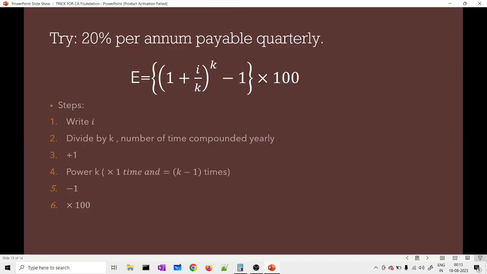So let us revise the steps one more time. The step was: write I divided by K, plus 1, power K. How to get the power K? Multiply one time, then equal to, how many times? Whatever power you want, one less than it. Then minus 1 and multiply by 100. I'll suggest you take some random compounding number of times and try to practice it. With the practice, this trick will help you get this problem solved within even 30 seconds. So you can save that much time.